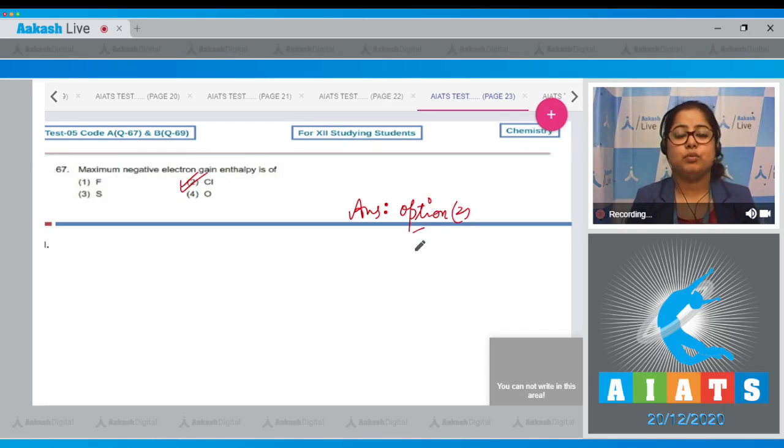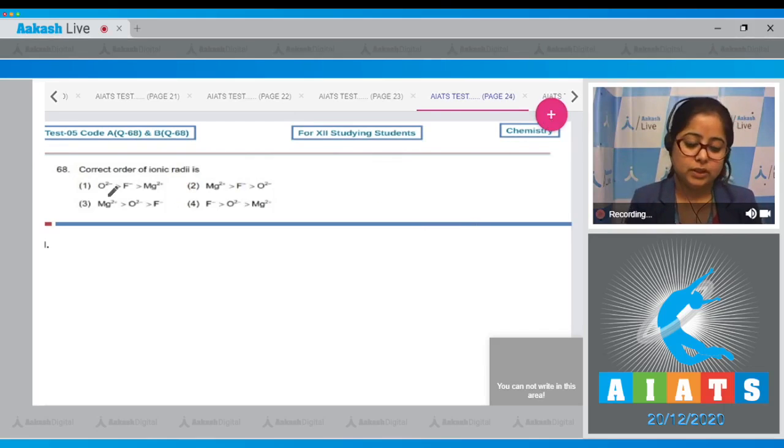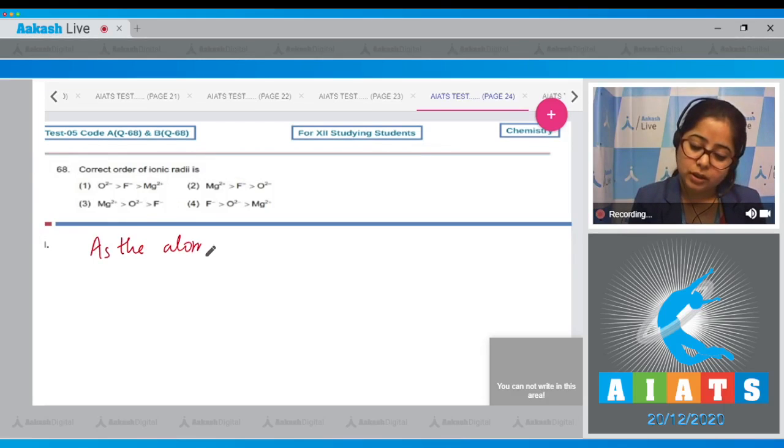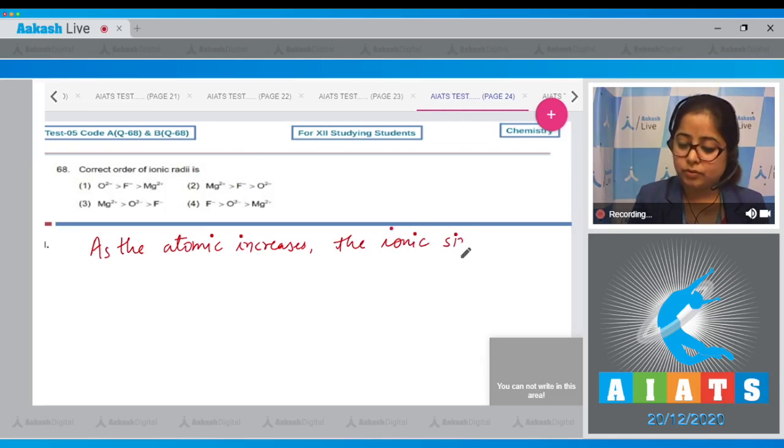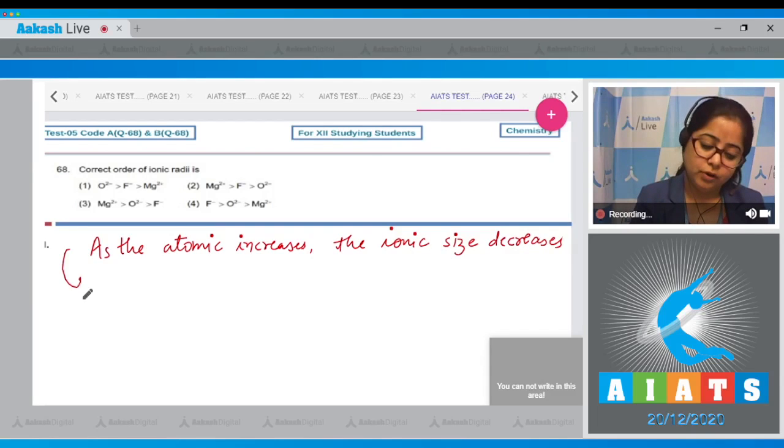Moving to next question, which is question number 68. Let's read. Correct order of ionic radii is. Student, here the species given are isoelectronic. Isoelectronic means species which have same number of electrons. And for that we need to know that as the atomic number increases, the ionic or atomic size decreases. This is for isoelectronic species, that means species which have same number of electrons.